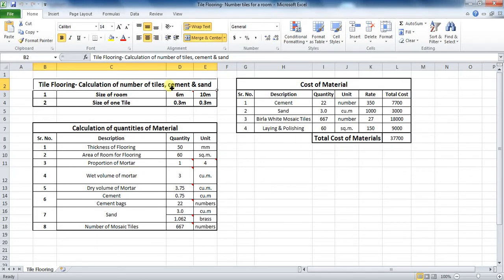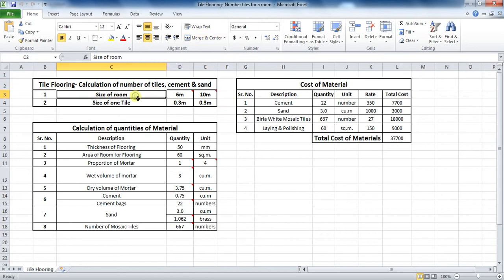In this tutorial, we are going to learn the process of estimating the quantity of number of tiles required for a room, cement and sand required for the tile flooring work in Microsoft Excel. As you can see here, I have already made the steps in Excel and I have calculated the quantity of material. I will explain it to you in detail.